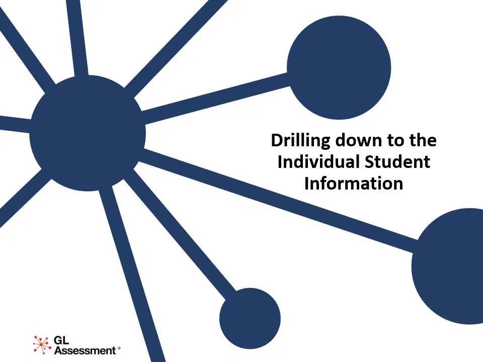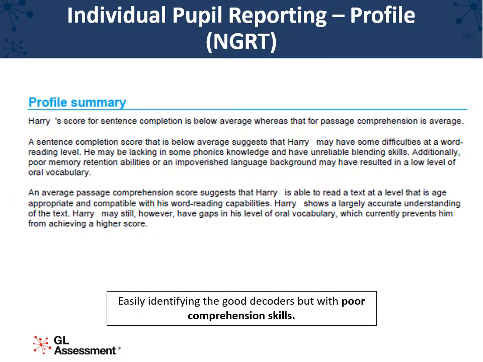Reporting includes full information on individuals, including material implications for teaching and learning based on the individual's performance. Written profiles are provided for each student. Let's have a look at a young man named Harry. Harry has an average score for passage comprehension, but a below average score for sentence completion.